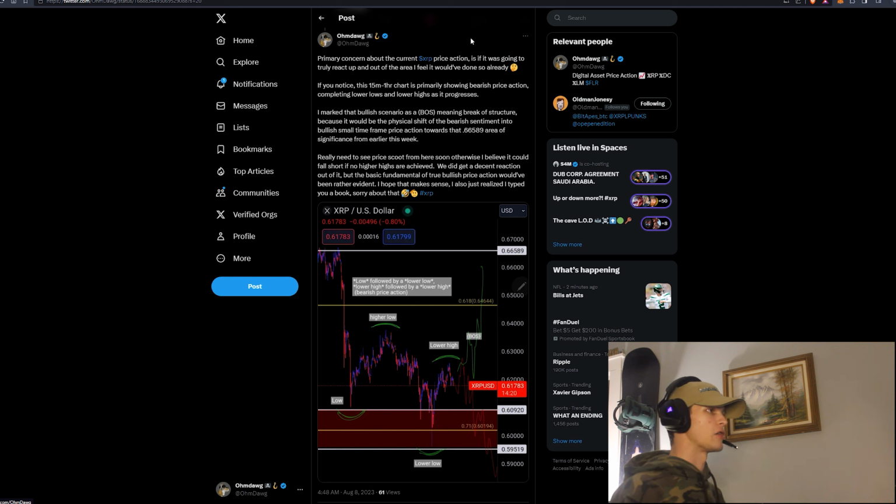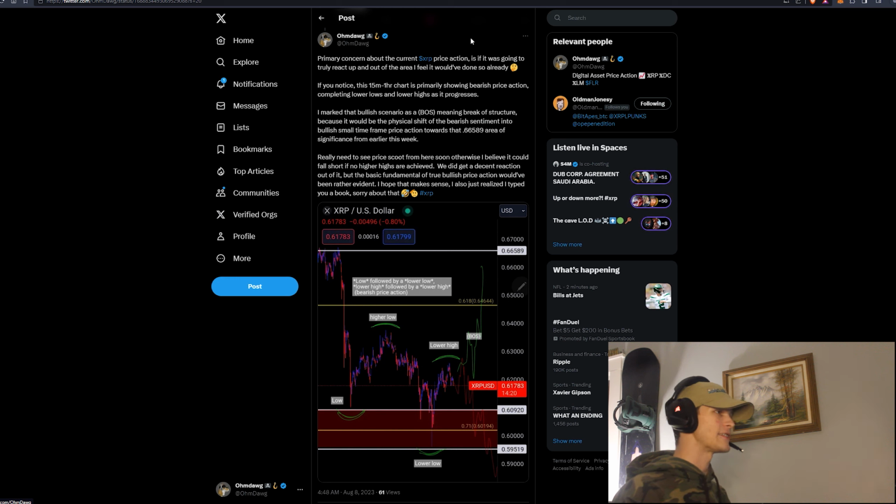I marked that bullish scenario as a break of structure because it would be the physical shift of the bearish sentiment into bullish time frame price action towards that 0.66589 area of significance from earlier and from the previous post. Really need to see price scoot from here soon, otherwise I believe it could fall short if no higher highs are achieved.